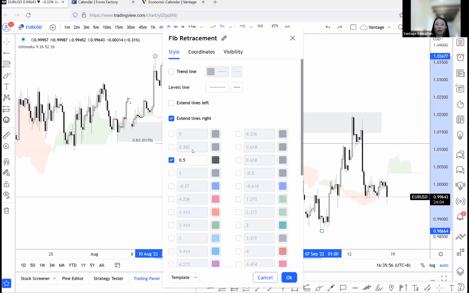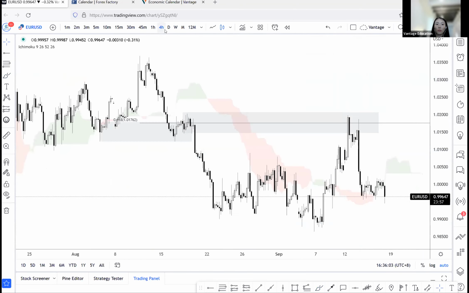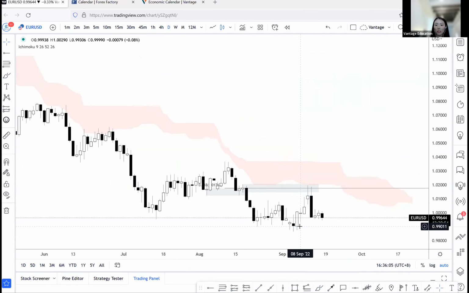Same thing, right? Open up the key level so you can see the 61.8 retracement. Prices coming into this region, testing this retracement, right, and pushing lower. So for me on EUR/USD, it's still more bearish, right? This is on the daily picture.